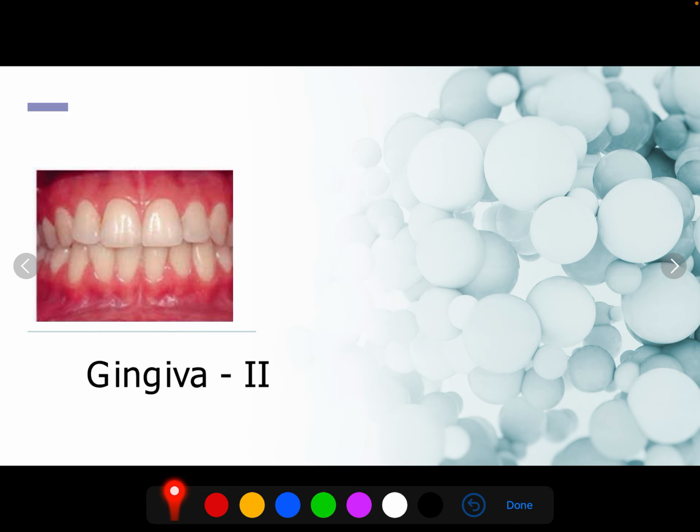Gingiva has epithelium and connective tissue. We have discussed in detail about the gingival epithelium. So in this video we will discuss the connective tissue part of gingiva.